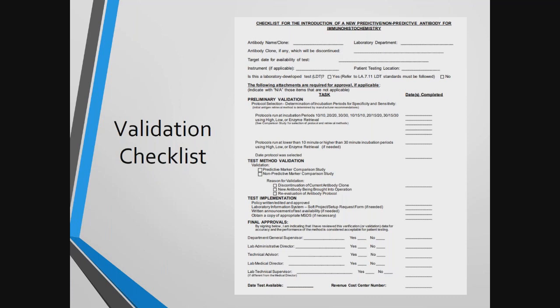The middle section is the actual checklist that we go through, and we have supporting documents to document the date completed in the right-hand column. The first piece is the preliminary validation, which is where we do the protocol selection. The middle section is the actual test method validation, so that's where we do the comparison studies. And the last part is the test implementation. We have some items listed there so that we don't forget to do them, in terms of policies being written and approved, any changes that need to be made to our LIS, any communications that need to be done, and having appropriate SDS there, and then our final approvals, of course, by all of our CLIA roles and then our medical director.